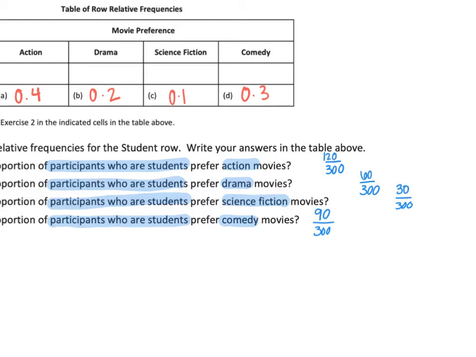All right, these are the fractions that you should have come up with. The fraction, or the proportion we call it, for students who like action movies is 120 out of 300, drama 60 out of 300, science fiction 30 out of 300, and comedy 90 out of 300. We're now going to divide these and turn them into decimals. So in your calculators, take about 45 seconds to turn each of these into decimals, and then we will go over them.